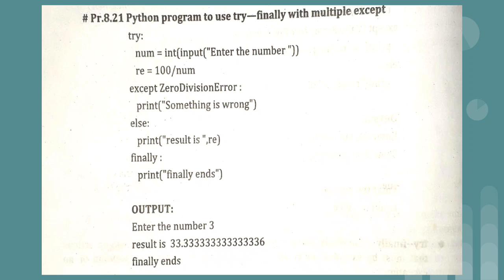So again here what is the difference? The only difference is in the except statement. Otherwise the entire program is the same. Okay. So if you enter 3 as a value, you will get the proper answer and the finally block will be displayed at the end. And even though you have the error in this program, still "something is wrong" will get displayed and finally ends. This statement which is present inside the finally block will get executed.